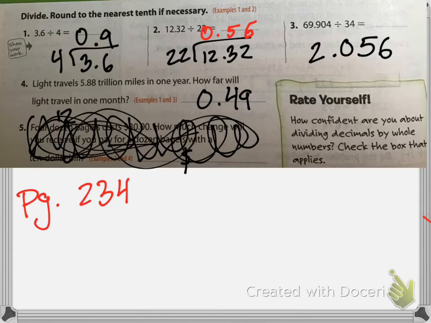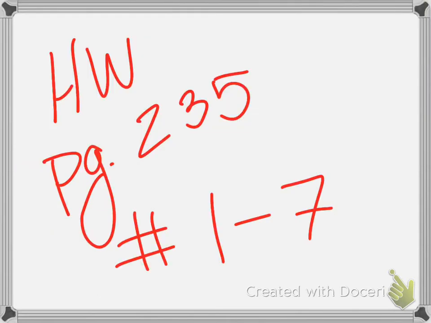Make sure you do it in your book and check your work. Your homework is page 235, numbers 1 through 7. So your homework is page 235, numbers 1 through 7. You don't necessarily know how to do numbers 8 and 9, but you will be able to do 10 if you want to.